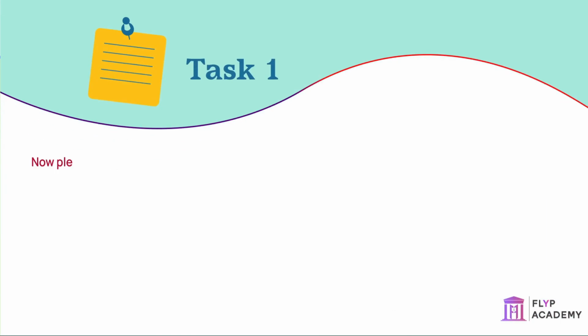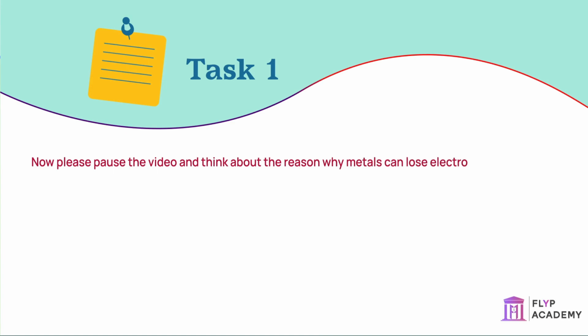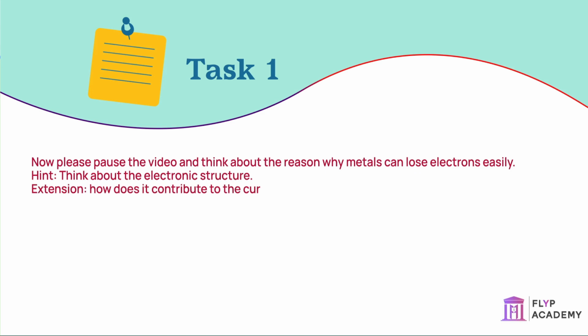Task. Now please pause the video and think about the reason why metals can lose electrons easily. Hint. Think about the electronic structure. Extension. How does it contribute to the current topic, ionic bonding?